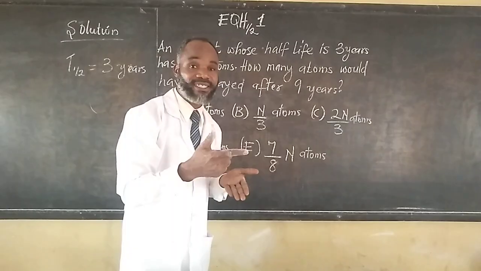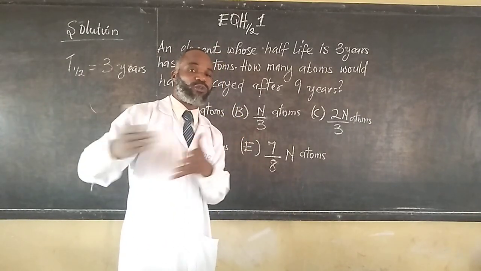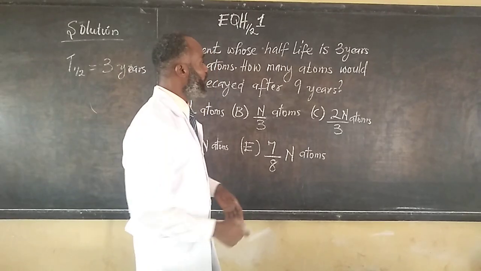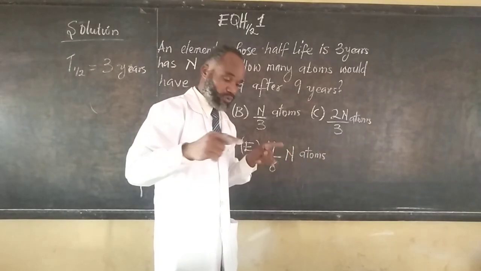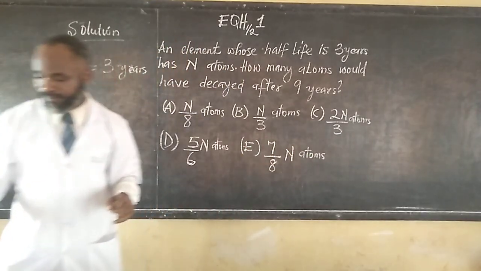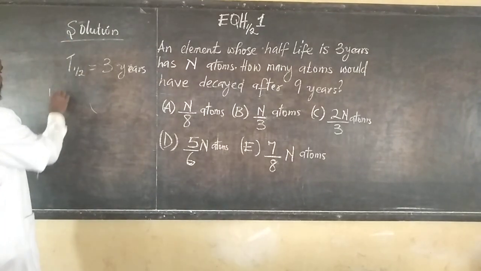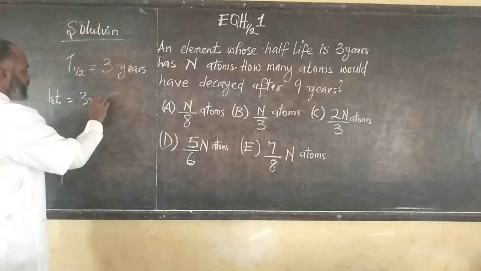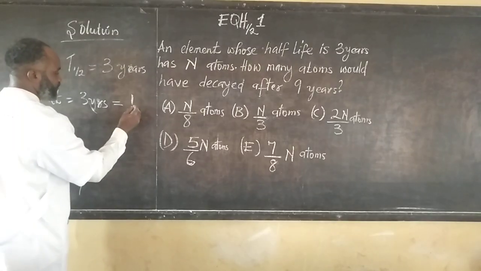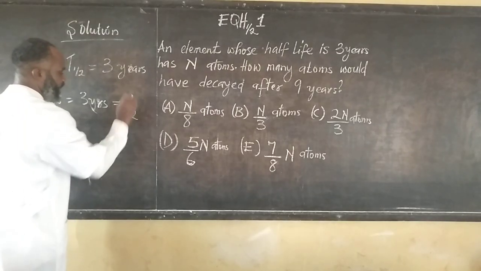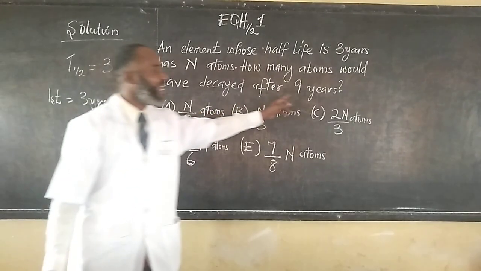Remember, in every 3 years, it has to split. It has to die off. Half of it will die off or decay, right? So that is it. Every 3 years, half of it. So let's see what that gives. For the first 3 years, the first cycle, we have half of it decaying. We will iterate this until we arrive at 9 years.